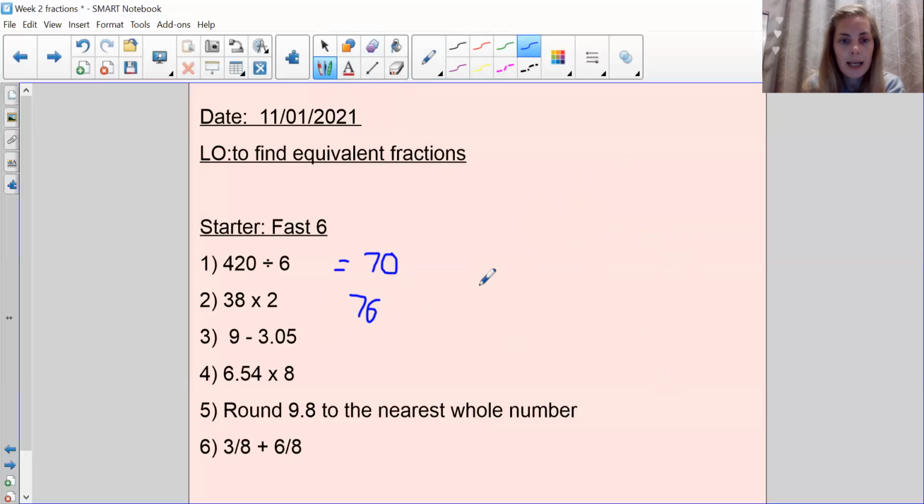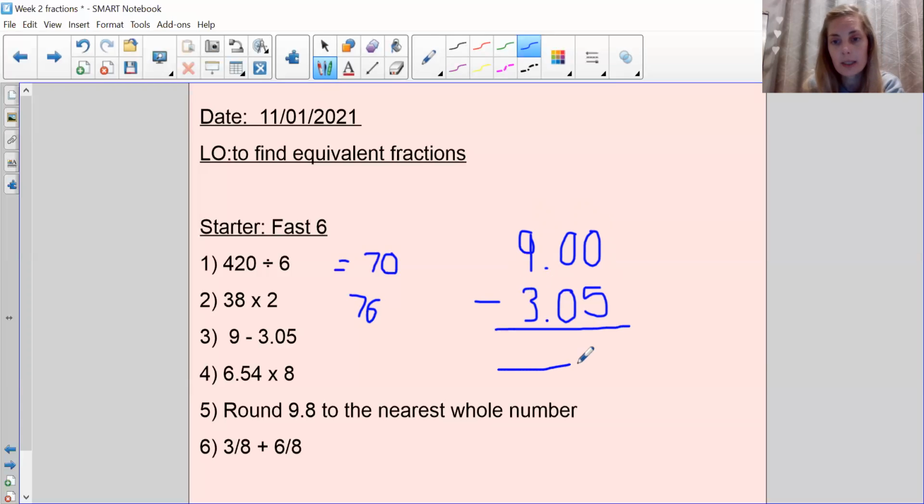Next one, 9 minus 3.05. We have done decimals last week, so let's see how much you remember. Right, whole number. If they don't give me the decimal, it always goes at the end, and I put in my placeholders. And I'm subtracting, again, making sure I'm subtracting. I've noticed in some of the feedback that we've been getting from everybody is that we are making silly mistakes. We're re-adding instead of subtracting. So, don't make those silly mistakes.